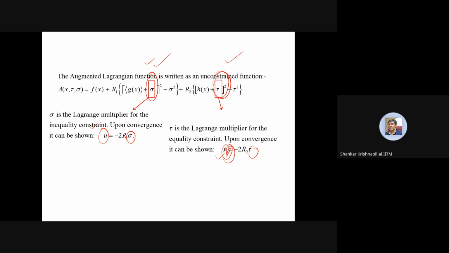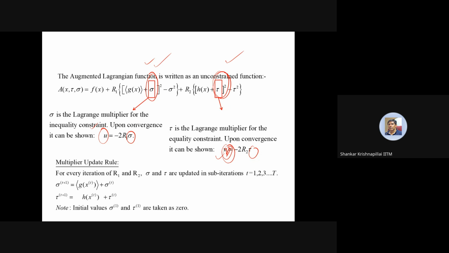So how do you give values of sigma and tau? So for every iteration of R1 and R2, sigma and tau are updated in sub-iterations. Okay, so what is the method of obtaining the value of sigma and tau? So initially, sigma 1 and tau 1 are taken as 0.